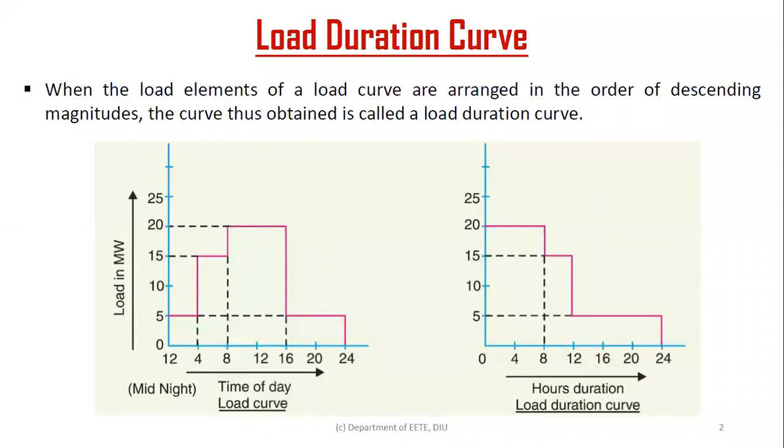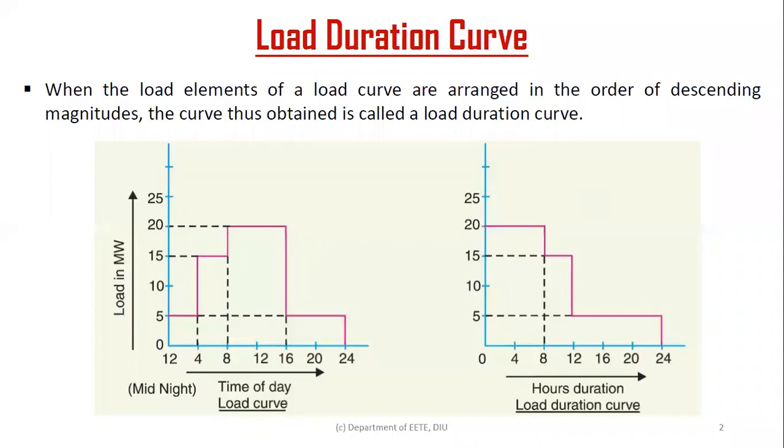The load curve is established using the hours on the clock, from 12 at night to 12 at night, the whole 24 hours. But the load duration curve is arranged in a different manner. How? At first, you need to find out the highest peak, then the next highest peak, then the next highest peak, in this descending manner.